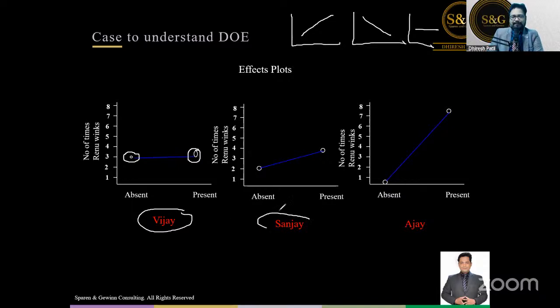Now, Sanjay. When Sanjay was absent, she smiled for 2 times. When Sanjay was present, she smiled for 4 times. Of course, there is a positive correlation here. But look at Ajay, guys. This is something very interesting.